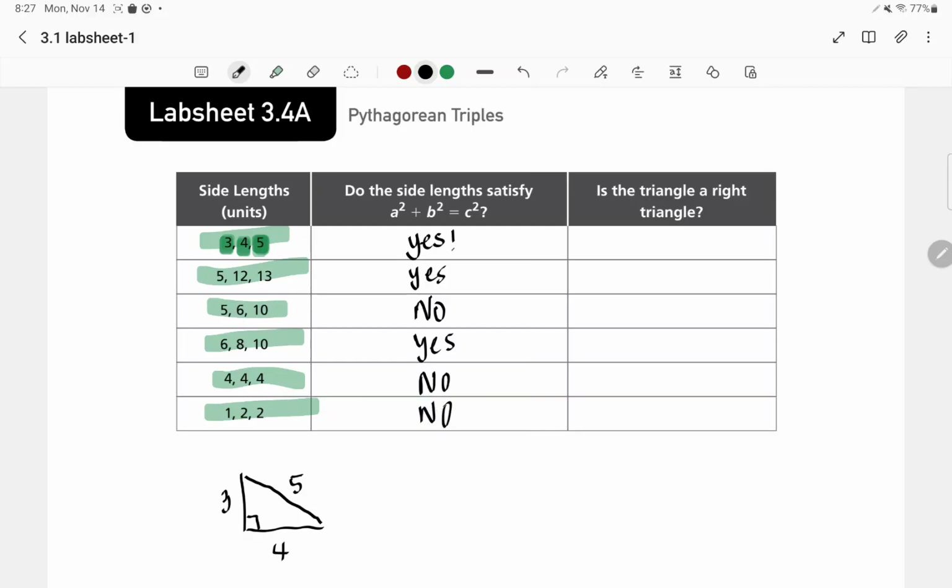So if it satisfied this, then it has to be a right triangle. So the first 2 would be yes. And if it doesn't, there's no way that it can be a right triangle. So those all would be no, and this one would be yes because it satisfies a squared plus b squared equals c squared.